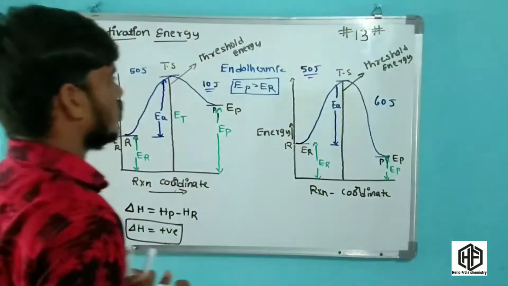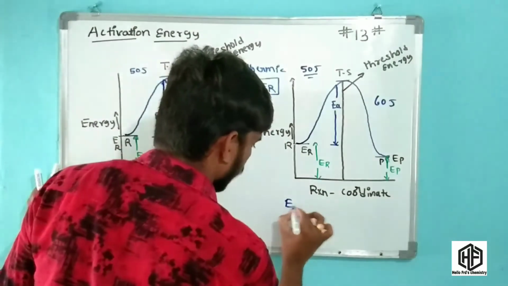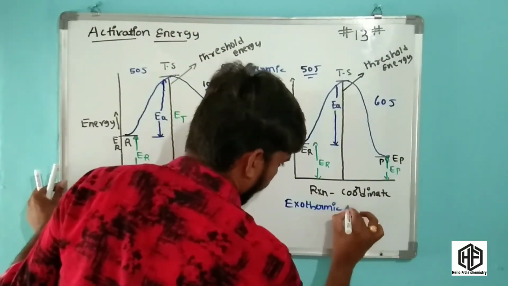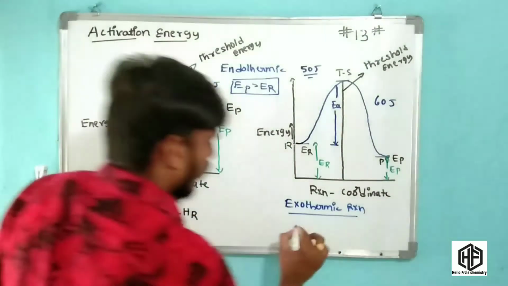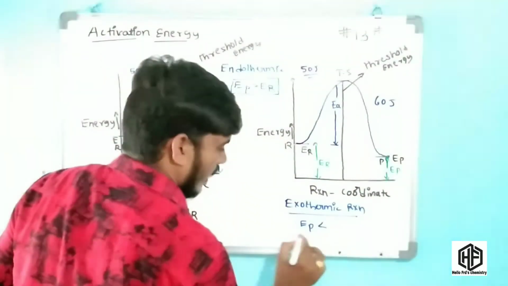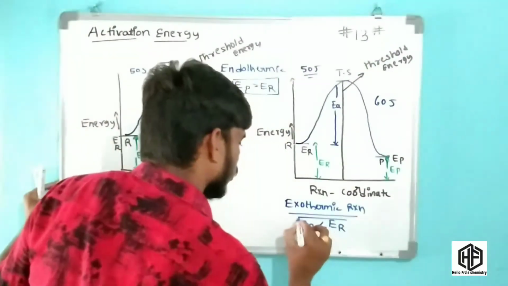It means this reaction releases energy. This type of reaction is called an exothermic reaction. This is very important, friends. Now in an exothermic reaction, what happens, friends? The energy of the product is less compared to the energy of the reactant. Okay friends, this is the exothermic reaction.